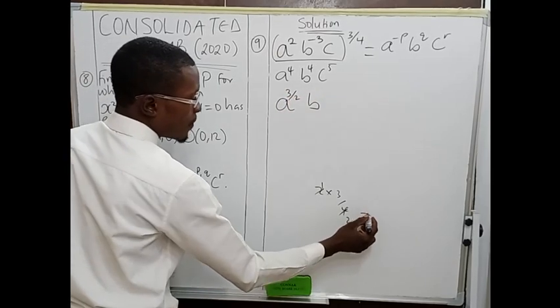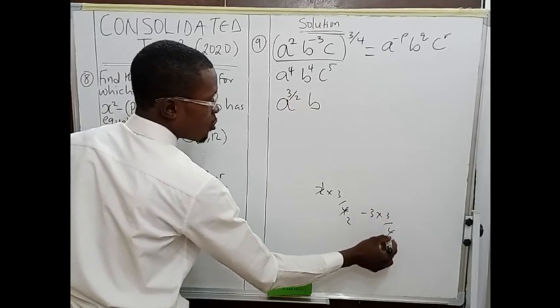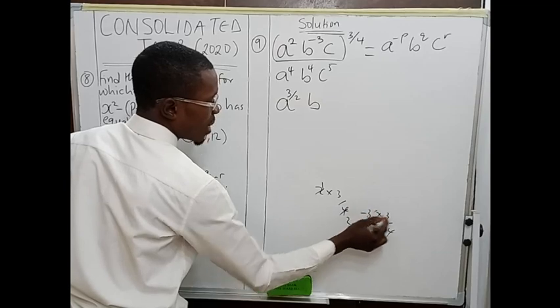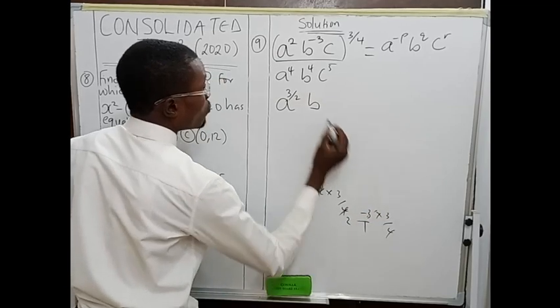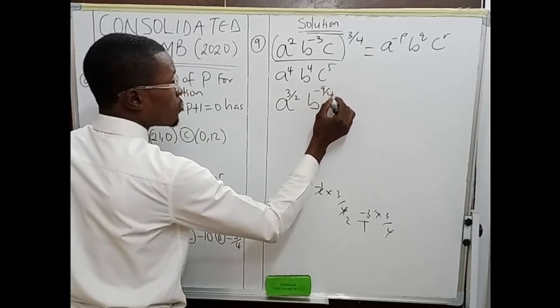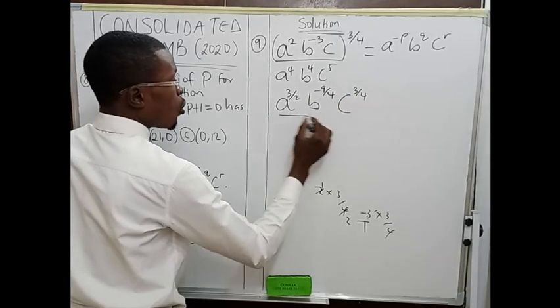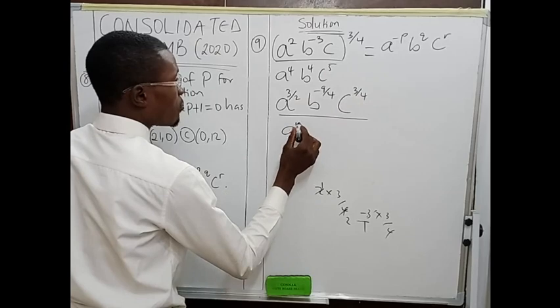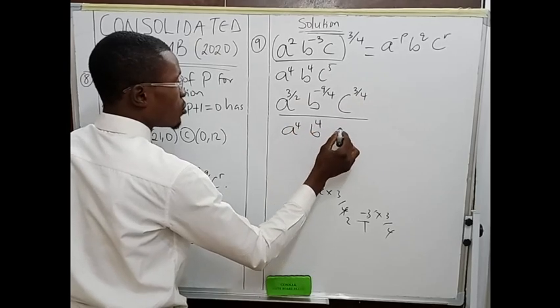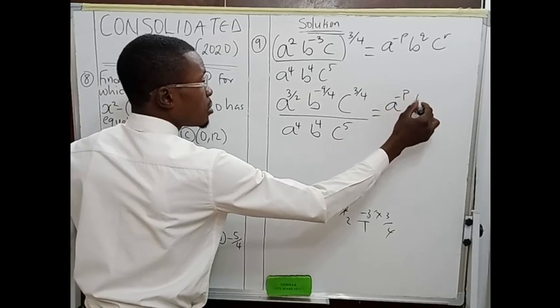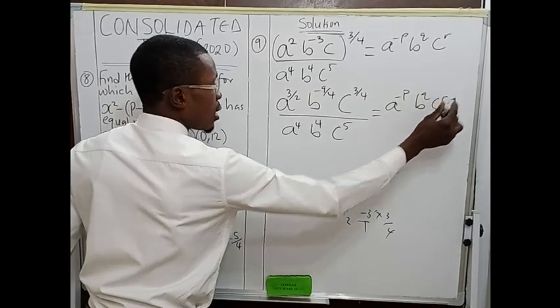Then b to the power of minus 3 times 3 over 4. 3 over 4, sorry, is what? Minus 9 over 4. Minus 9 over 4. Then you have c to the power of 3 over 4, all over a to the power of 4, b to the power of 4, c to the power of 5, equals a to the power of minus p, b to the power of q, c to the power of r.